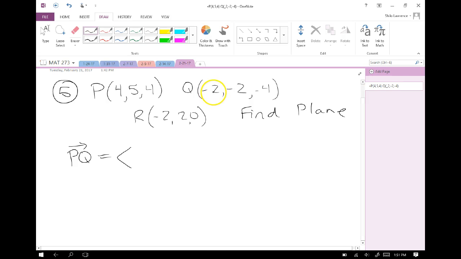So the Q's minus the P's, that's going to be -2 minus 4, which is -6. -2 minus 5 is -7. And -4 minus 4 is -8. You also could have made QP, and that would have worked just fine as well, and they would have just all come out positive. And then we also need to make either PR or QR, or RP or RQ. We need another vector that has R in it this time. And it doesn't matter what it is as long as it contains R. So I'm just going to make PR.